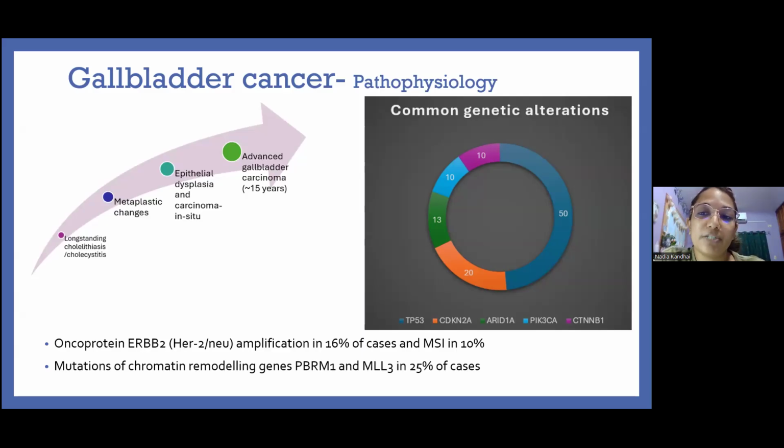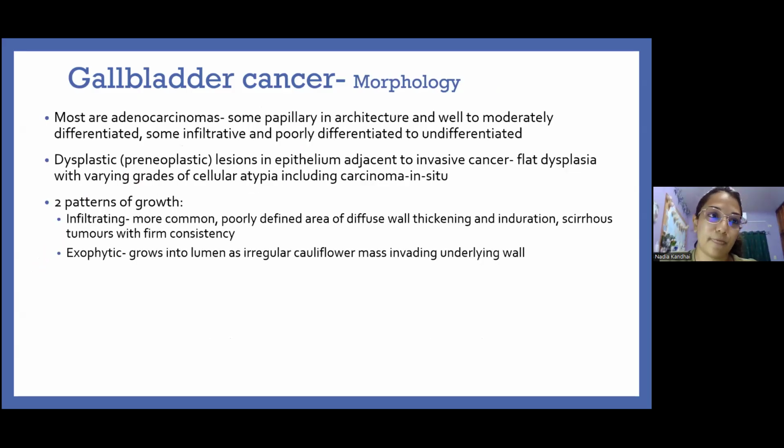Also found has been oncoprotein ERBB2 amplification in about 16% of cases, and microsatellite instability in 10%. In 25% of cases, mutations of chromatin remodeling genes have been found. Most of these cancers are adenocarcinomas, as discussed, some papillary in architecture and well to moderately differentiated, whereas some are infiltrative and poorly differentiated to undifferentiated.